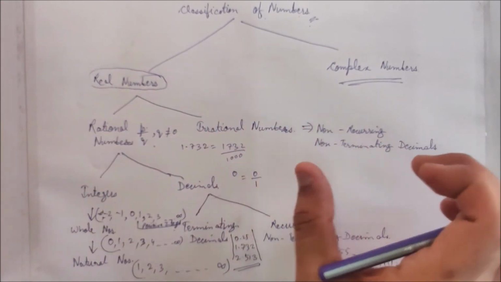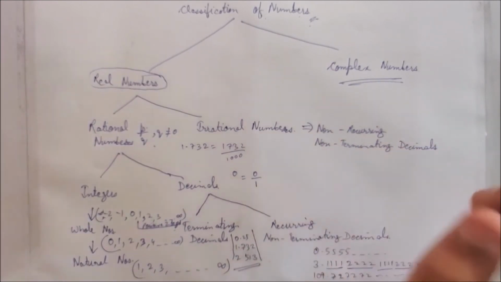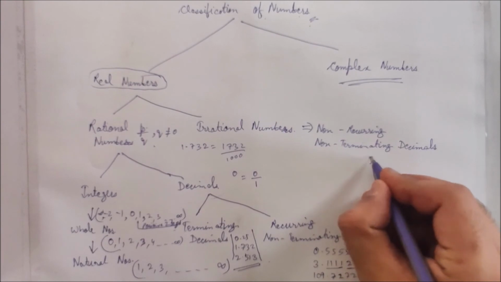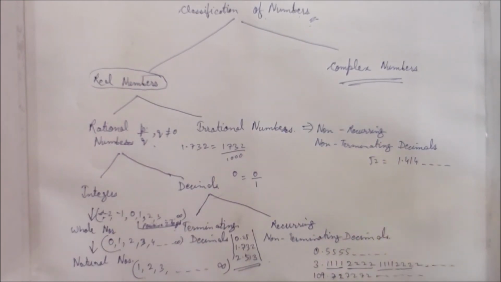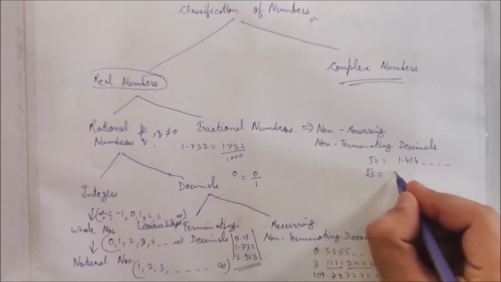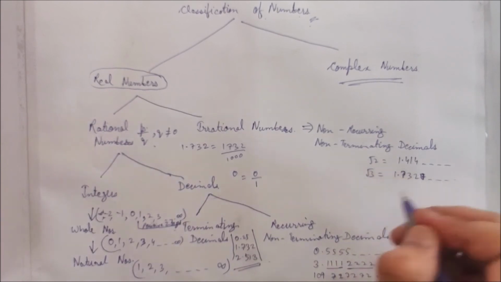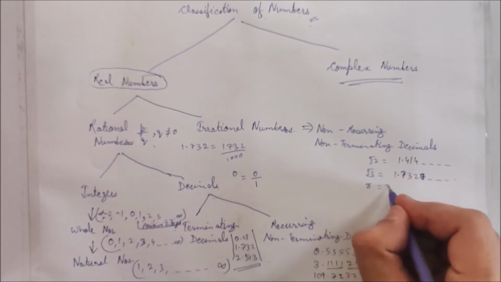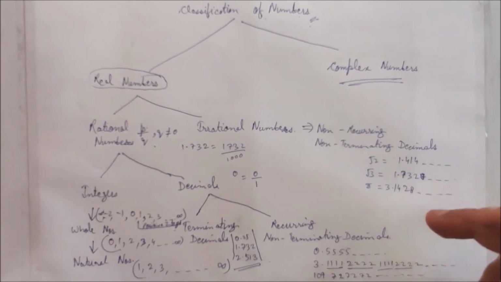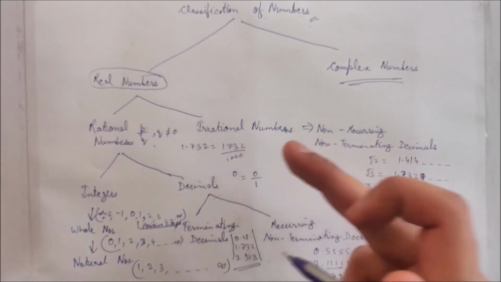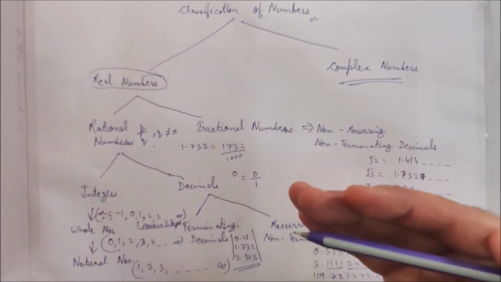So what are irrational numbers? Irrational numbers are non-recurring, non-terminating decimals. Value of root 2, 1.414, it goes on. Root 3, 1.732, it goes on. Value of pi, 3.1428, it keeps going. It will never come to an end. So that's an irrational number. So this is how numbers are classified.